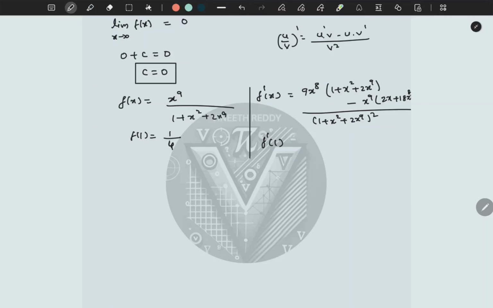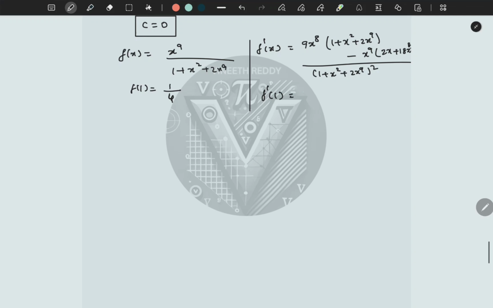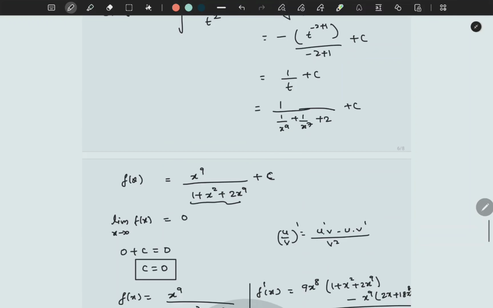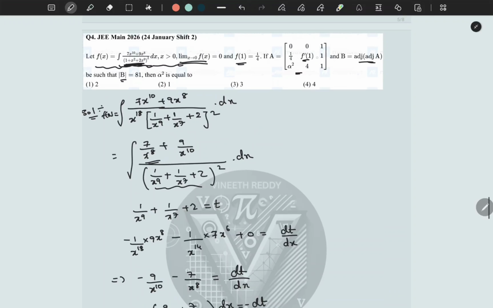Achha, we just need f dash of 1, right? So f dash of 1, replace x with 1, we get 9 into (2 plus 1 is 4) minus 1 into (2 plus 18 will be 20), divided by (1 plus 1 is 2, 2 plus 2 is 4), 4 square will be 16. So 9 into 4 is 36, 36 minus 20 is 16, 16 divided by 16 is 1. Wonderful. So what will A be? A will be 0, 0, 1, 1 by 4, 1, 1.